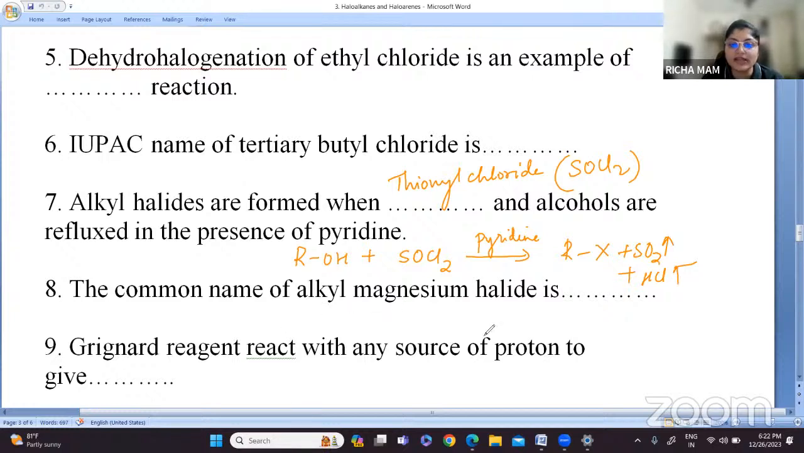Next question. The common name of alkyl magnesium halide is. What is the common name of alkyl magnesium halide, RMgX? What is it called as? Vedvati, Priyanka, yes. It is called as Grignard reagent. Good, the answer is right. So the common name of alkyl magnesium halide is Grignard reagent. Fine. Moving further, next question.